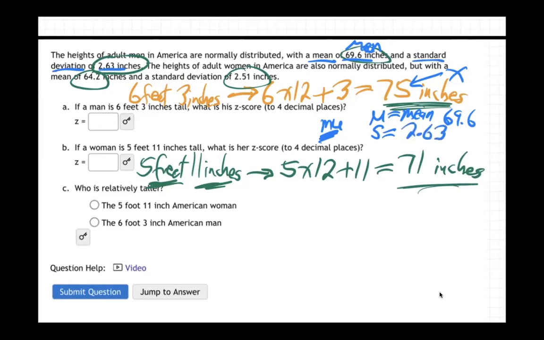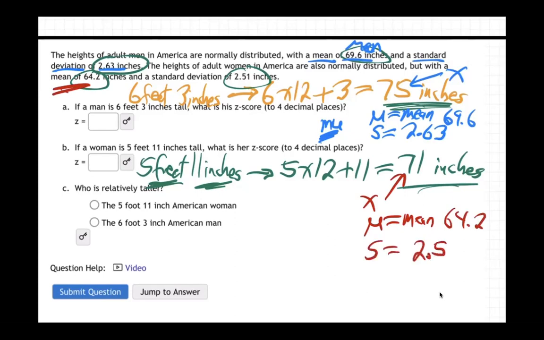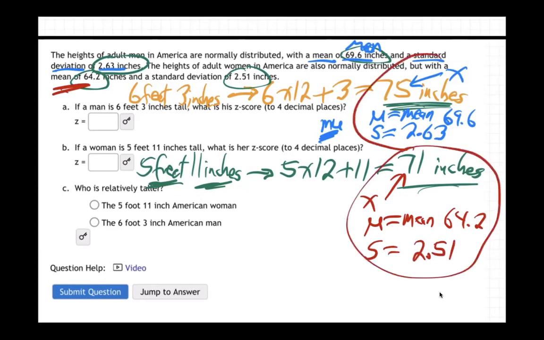And then for the woman, this is the X for the woman. That's her value, her height. And then the mu for women, which means mean, for women is right there, 64.2, right? For women, that's the average height for women, mean. And the standard deviation for women is 2.51. So we have these three values for women. We have these three values for men. Let's go back to the z-score calculator.